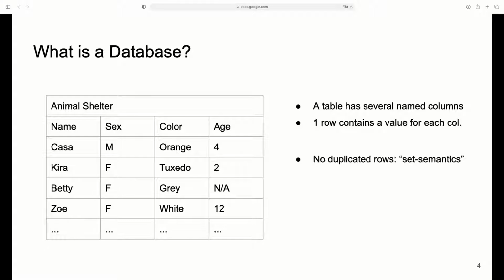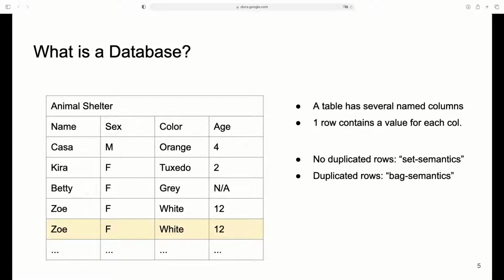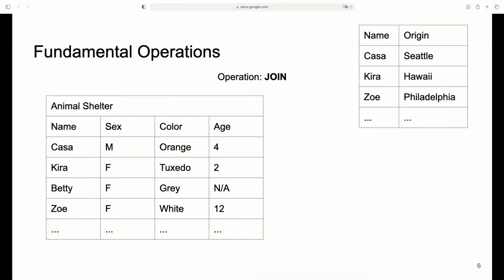If we don't have duplicated rows, so each row is unique, then we call this set semantics. The table is a set of rows. However, it's okay to have duplications. If we do have duplicates, then this is called bag semantics. Instead of a set of rows, we have a bag of rows where we can have copies.